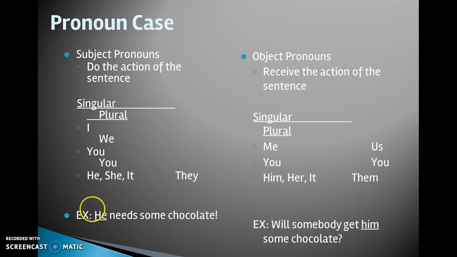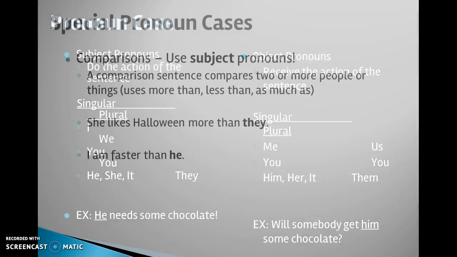So a sentence that uses a subject pronoun or an object pronoun: "He needs some chocolate." You can see "he" is the subject of the sentence. Versus "Will somebody get him some chocolate?" "Him" is receiving the action of getting the chocolate, so there we would use an object pronoun. Pretty obvious in and of themselves, but there are some tricky situations where we tend to mix these up.